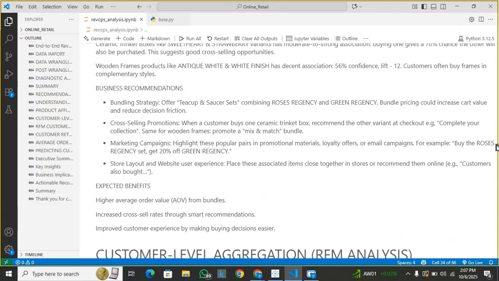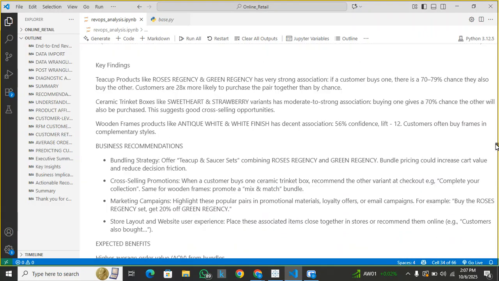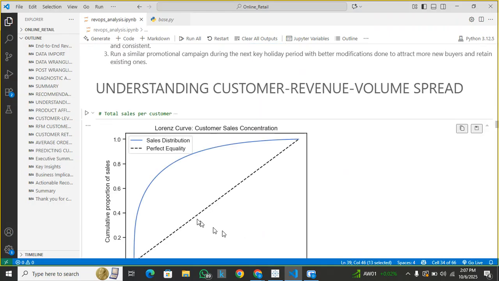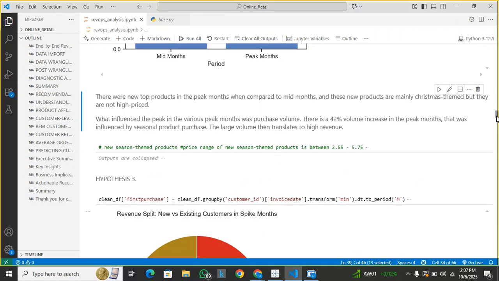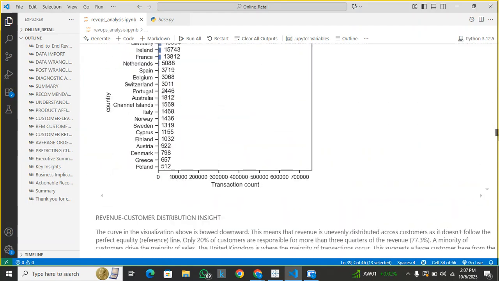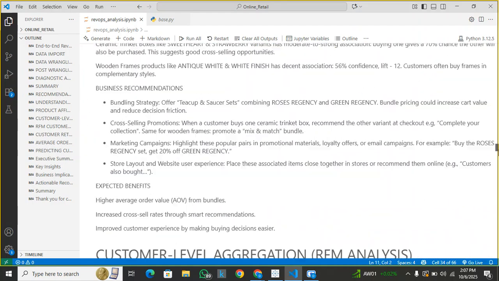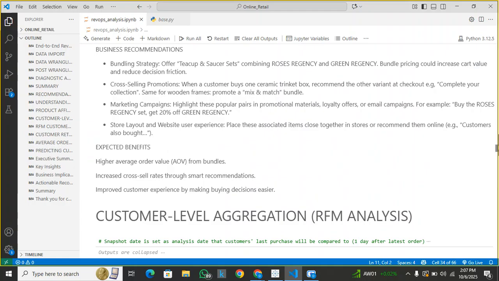So you can go through the report to get an in-depth analysis of most of these. My mouse is messing up. You can go through this to get an in-depth analysis of this, but I'll just go straight to the recommendation and expected benefits. So the recommendation is bundling strategy.